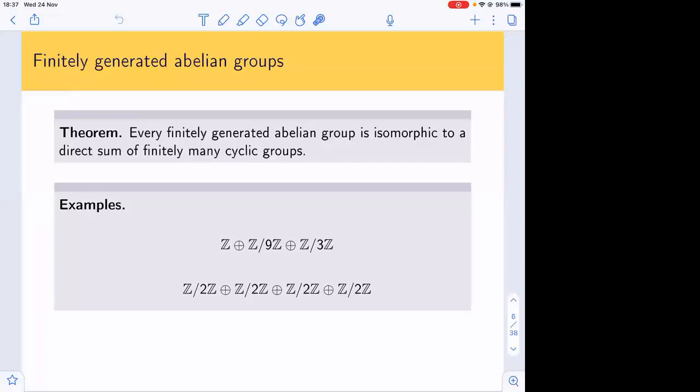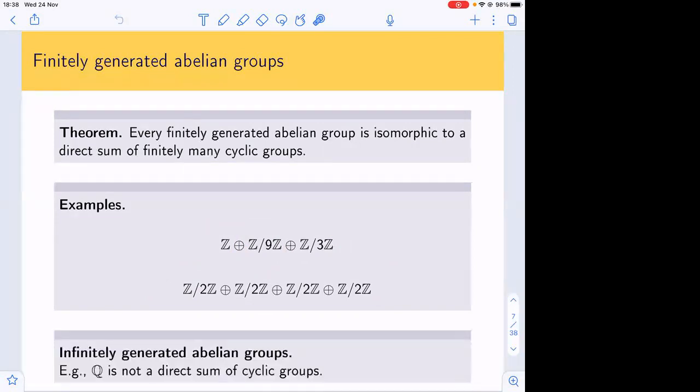So some examples of finitely generated abelian groups: the group of integers, that's an infinite cyclic group. The integers mod 9 under addition, that's a finite cyclic group. So a finitely generated abelian group will look something like this. Or another example, we might just take a direct sum of lots of copies of some very small cyclic group.